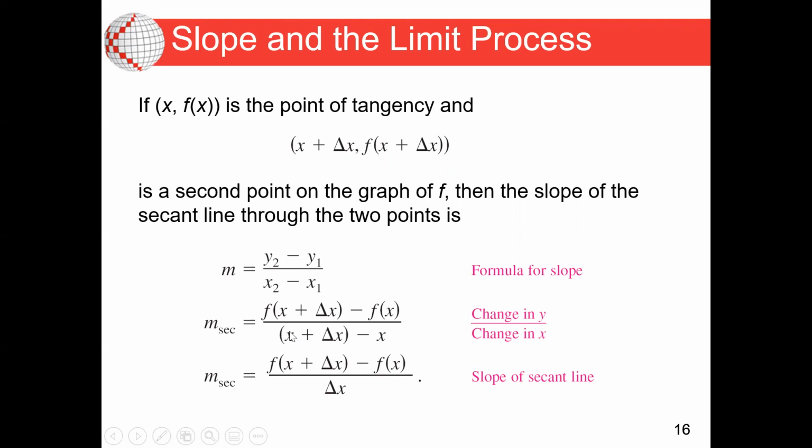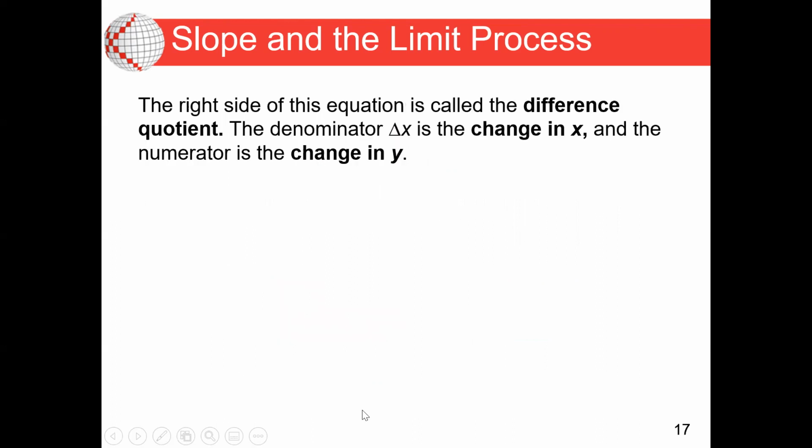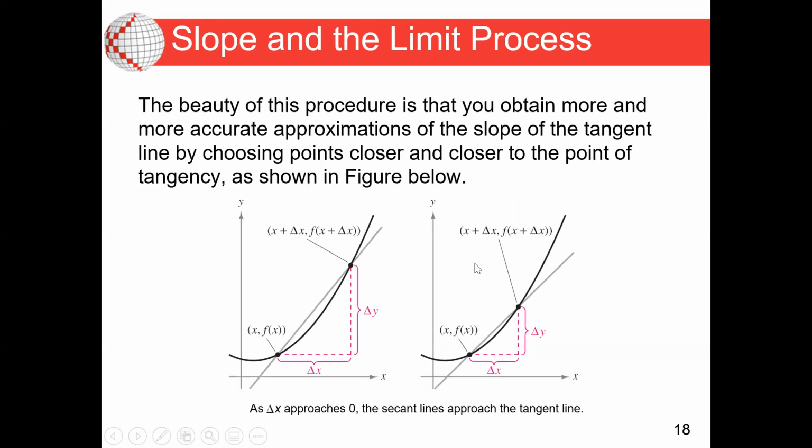At the denominator, we can see that x plus dx minus x, the x's will cancel. So we get f at x plus dx minus f at x over dx. So now we say that the right side of this equation is called the difference quotient. And the denominator dx is the change in x, and the numerator is the change in y, like y2 minus y1 over x2 minus x1. So here we have x plus dx, f at x plus dx, which is our y section. So we call dy, and then dx.